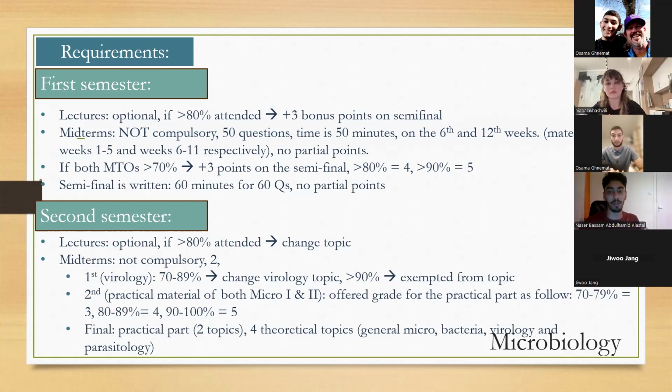Anyways, that's not the most important part. The most important part, what I really always focus on in any exam in third year, is the exemption, because it really helps. So, for example, here, if you get more than 70% average across both exams, you're going to get plus 3 points in the semifinal. However, if you get more than 80, you're going to get an offered grade.